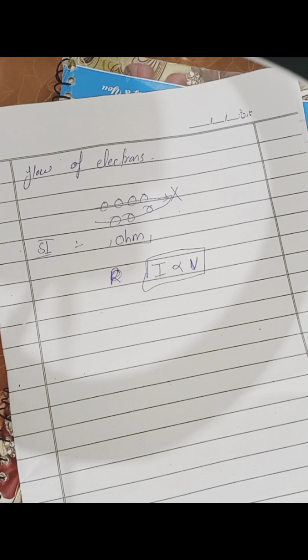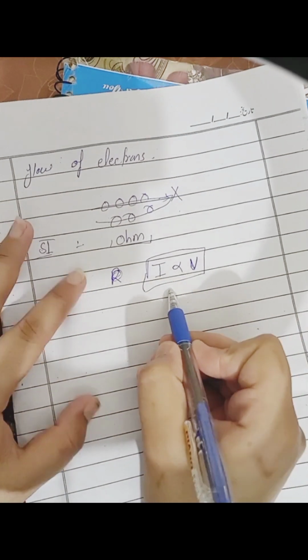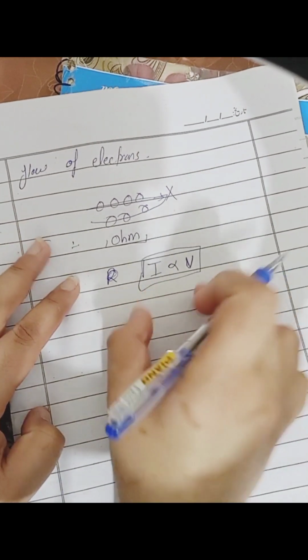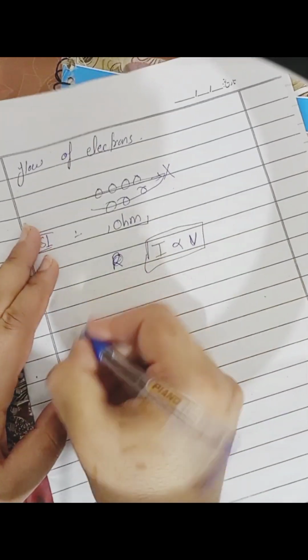So we have to understand what Ohm's law is. Ohm's law is basically applied in a circuit and in graphs. Ohm's law states that the voltage across a conductor is directly proportional to the current flowing through it. This is the formula right in front of you. This is the definition of Ohm's law.